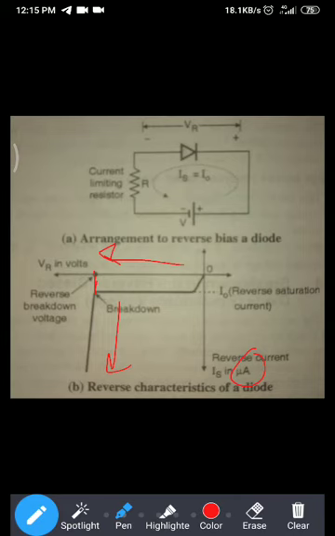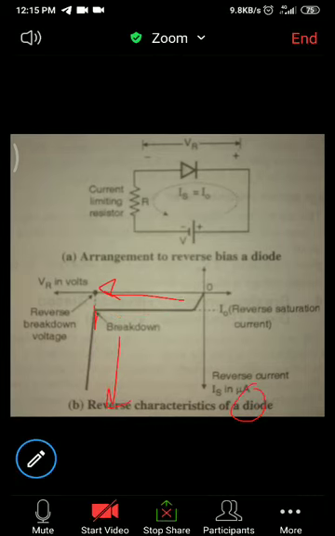Okay, so the graph is in third quadrant because applied voltage is also negative and the direction of current is also opposite to forward biasing, means it is negative current. Okay, so this is reverse biasing of diode.